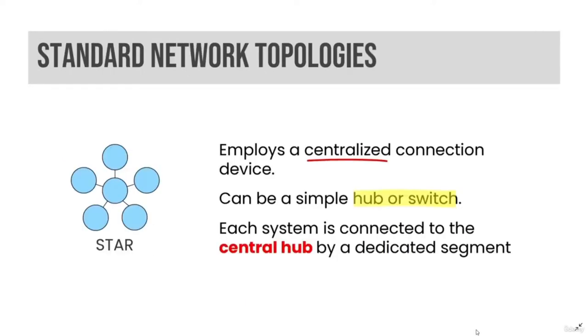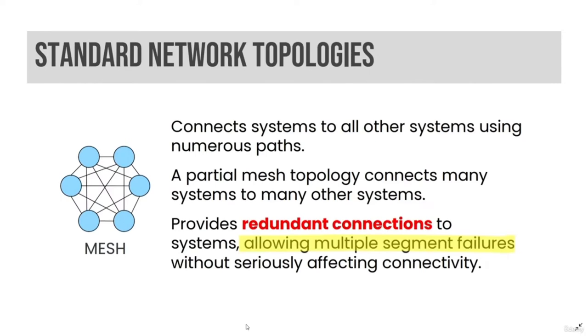So next, let's go over standard network topologies. A star network topology employs a centralized connection device. It can simply be a hub or switch. Each system is connected to the central hub by a dedicated segment. A mesh network topology connects systems to all other systems using numerous paths. A partial mesh topology connects many systems to many other systems. A mesh network topology provides redundant connections to systems, allowing multiple segment failures without seriously affecting connectivity.